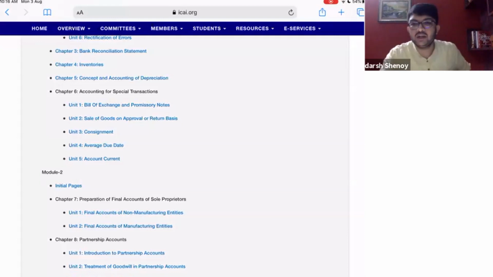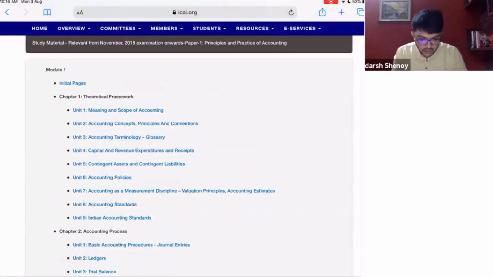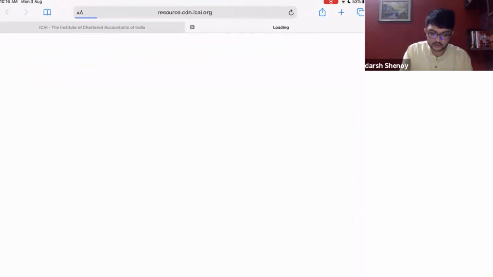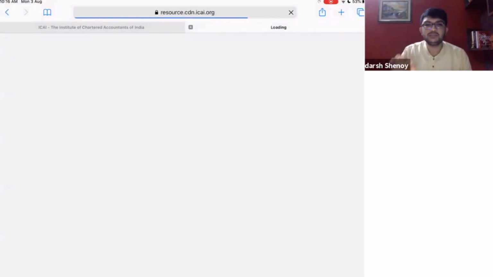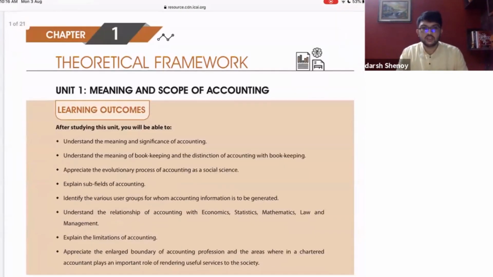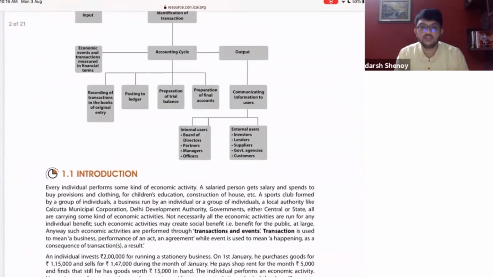Study it from our index only. It is more exam oriented. Okay. So that is about how you can get the material. You will get all the study materials over here. For example, I will show you one study material also: meaning and scope of accounting. Separate PDF files. So you can see this is the institute's study material.